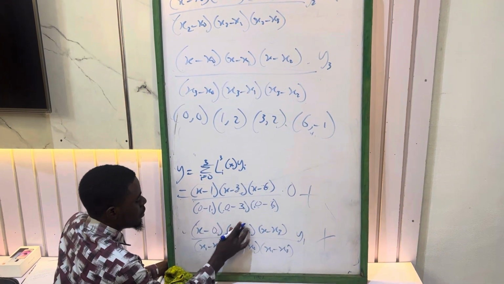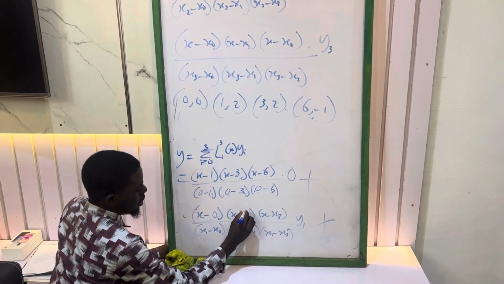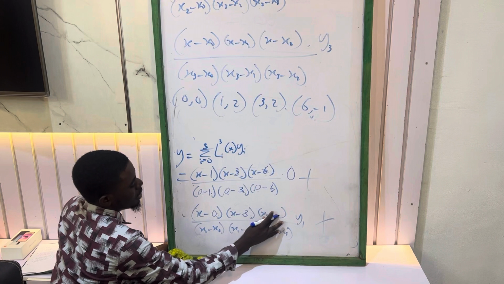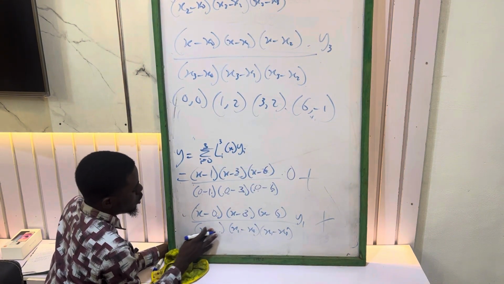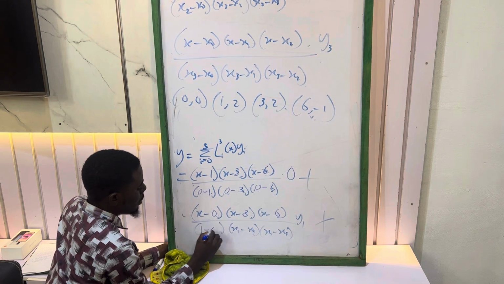So we're going to have 0 here. Our x2 is given as 3, so we have 3 here. Our x3 is given as 6, then we'll put our 6 here. Then our x1 now is given as 1. So we're going to be having 1 minus 0.